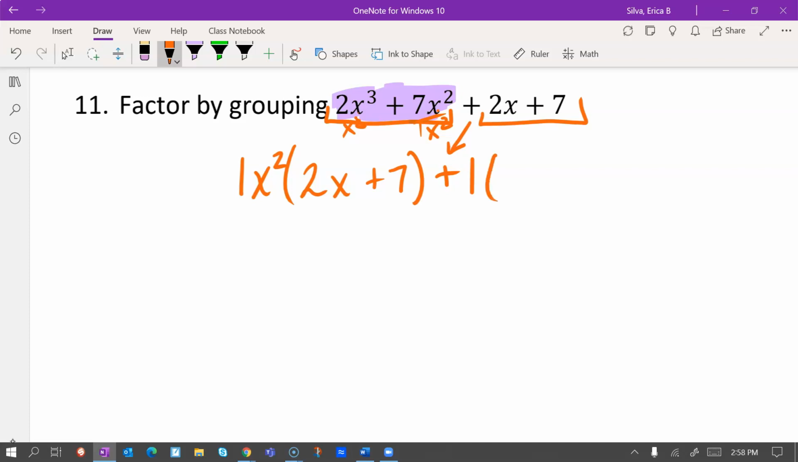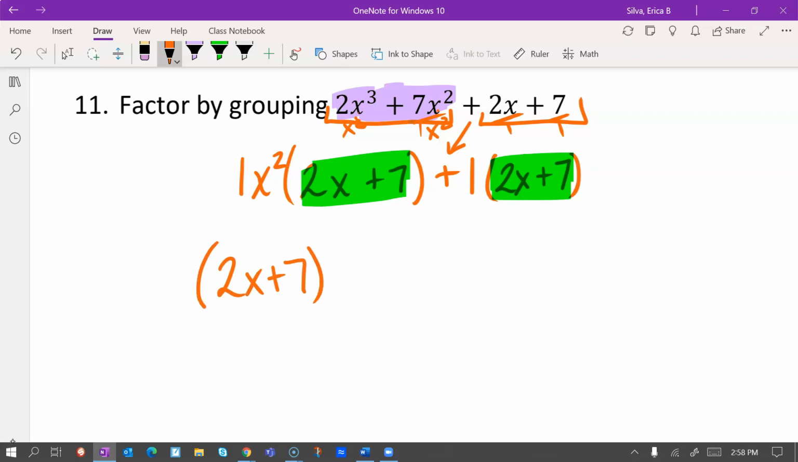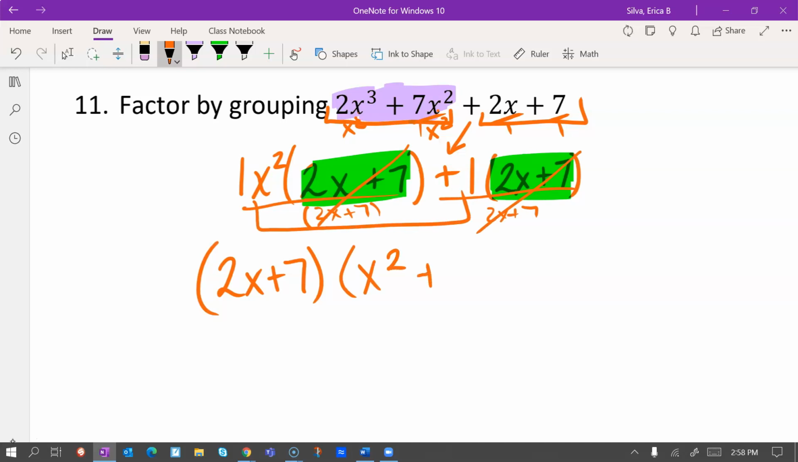And they don't have an x in common, so let's go ahead and just divide each one by 1. 2x divided by 1 is 2x. 7 divided by 1 is 7. We know we factored by grouping correctly because these two numbers are exactly the same. So we're going to factor those out. We get 2x plus 7, and that's basically dividing each one by 2x plus 7. So then these cancel. Divide this one by 2x plus 7. They cancel, so you end up with x squared plus 1.